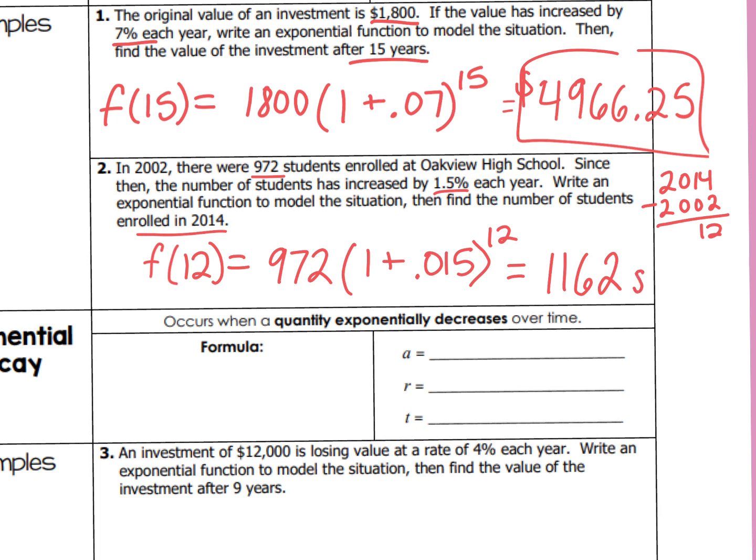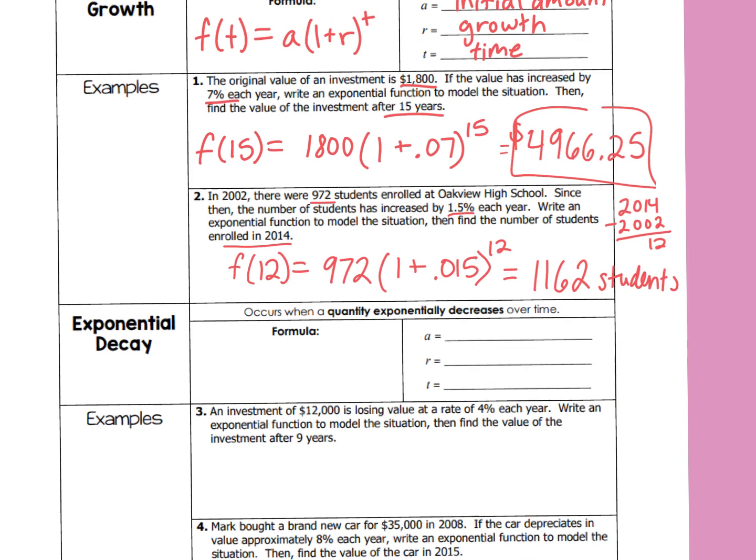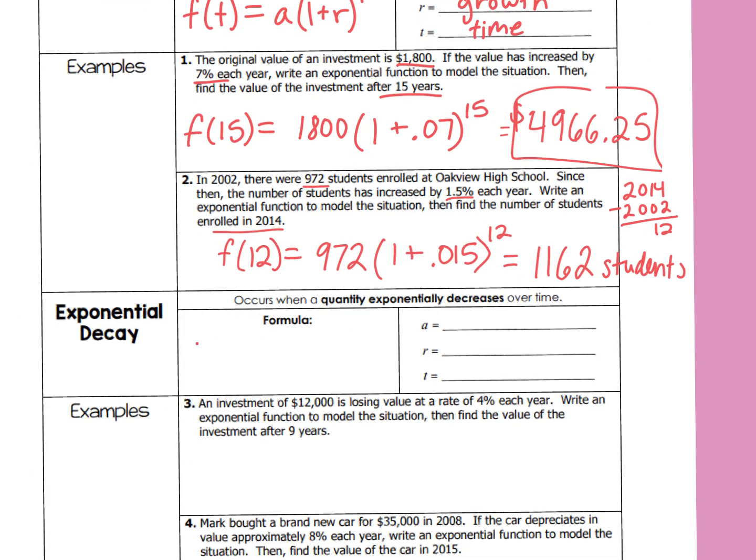1,162 students, right? That's how we would label that. Good deal. Okay, so that is exponential growth. Now we're going to do exponential decay. It's going to work the exact same way, except for there's one minor difference.